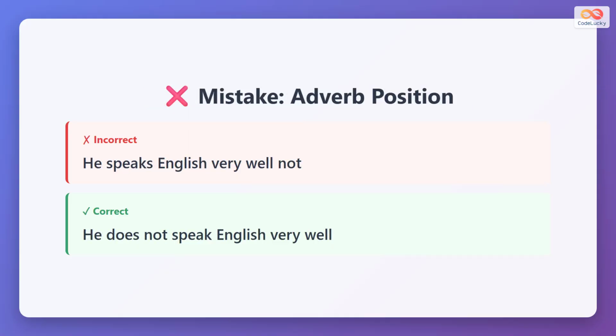The third mistake concerns the placement of adverbs and negations. Saying he speaks English very well not is incorrect. The right way is he does not speak English very well. In English, negative words like not should come after the helping verb, not at the end of the sentence. This is a crucial difference from many other languages.